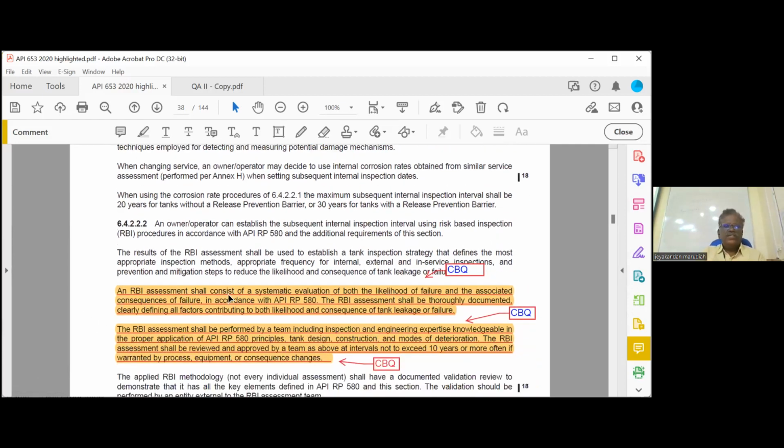An RBI assessment shall consist of a systematic evaluation of both the likelihood of failure and the associated consequence of failure in accordance with 580. The RBI assessment shall be thoroughly documented. Likelihood and probability are both the same. I write POF; LOF was an older terminology. Likelihood, both are the same. Closed book question. The RBI assessment shall be thoroughly documented, clearly defining all factors contributing to both the likelihood and the consequence. That is important.